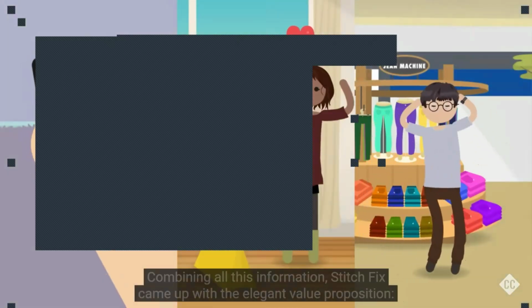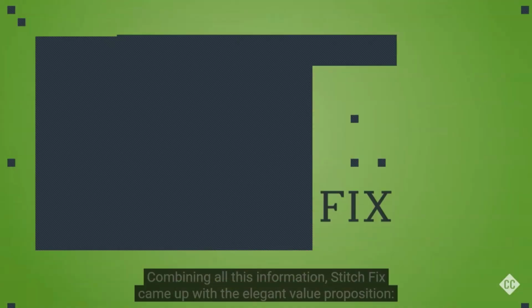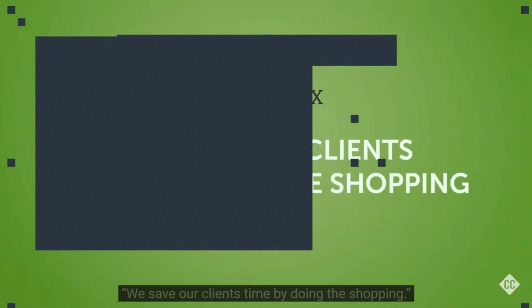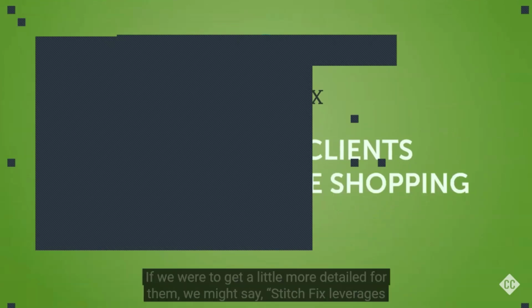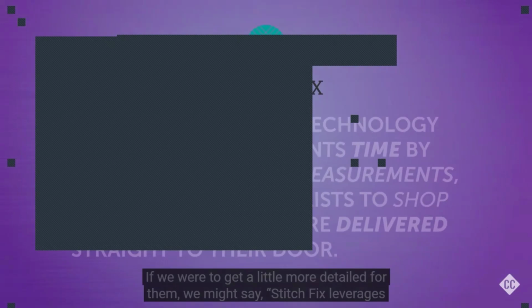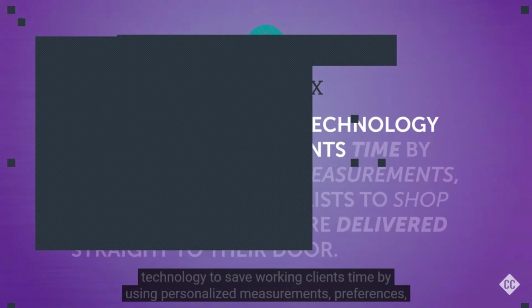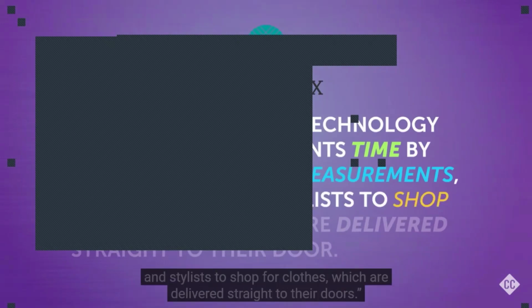Combining all this information, Stitch Fix came up with the elegant value proposition. We save our clients time by doing the shopping. If we were to get a little more detailed for them, we might say Stitch Fix leverages technology to save working clients time by using personalized measurements, preferences, and stylists to shop for clothes, which are delivered straight to their door. Thanks, Thought Bubble. After all this thinking and research, our value proposition is donezo.